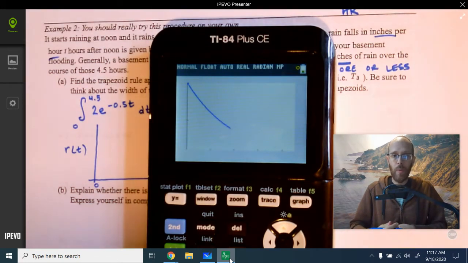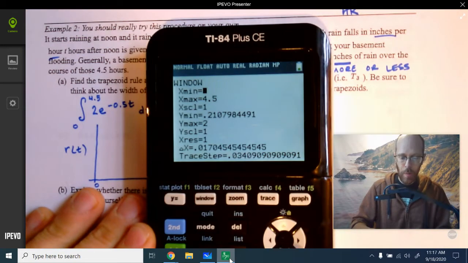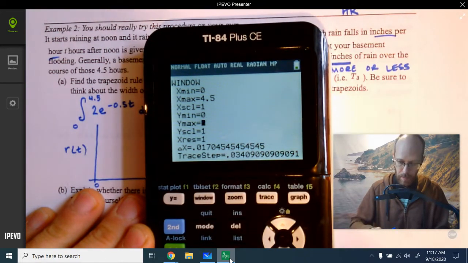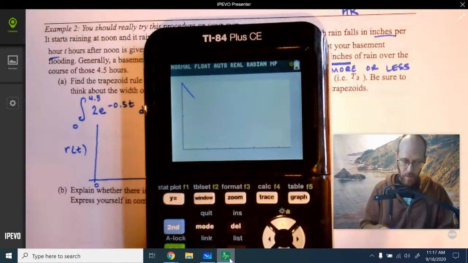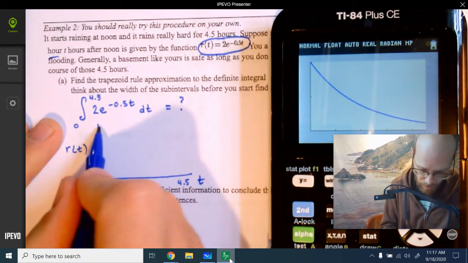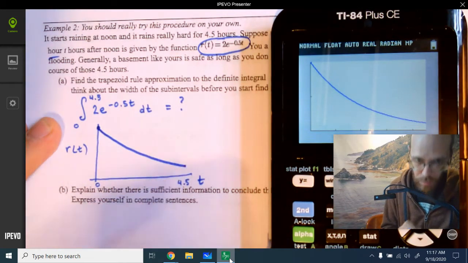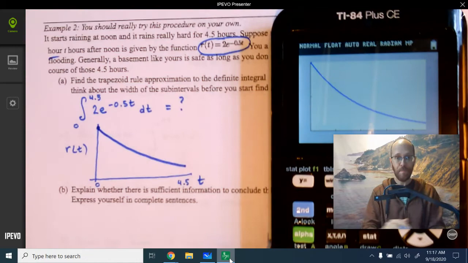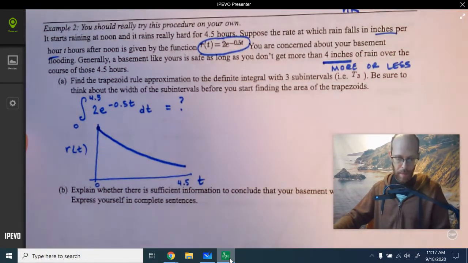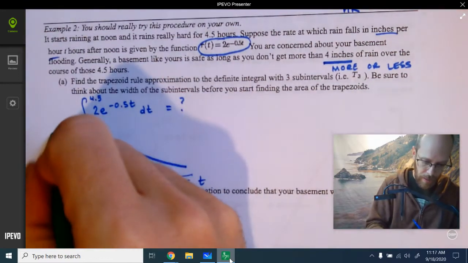So I can see that the rate is going down, down, down over time here. There's my graph. I do like to go back here and change the minimum to 0. Go one more time. There's what our graph looks like. So I'm looking at something like this. Cool. All right.